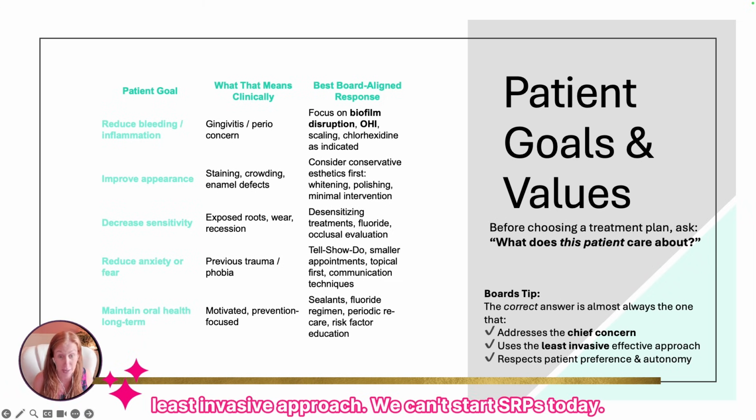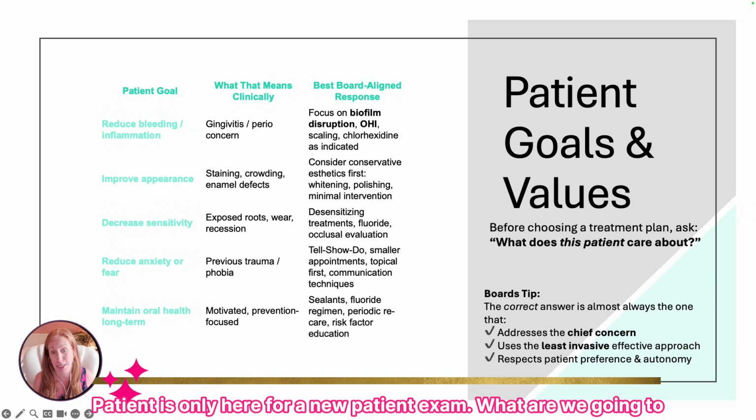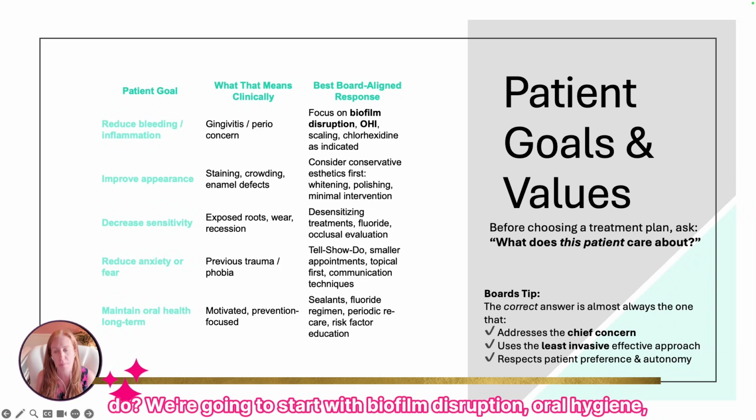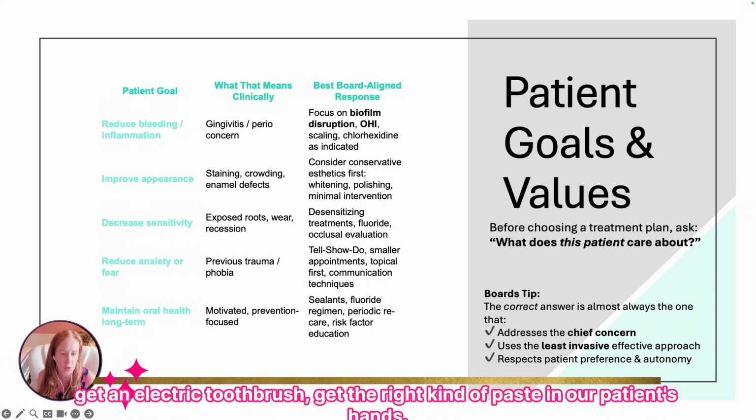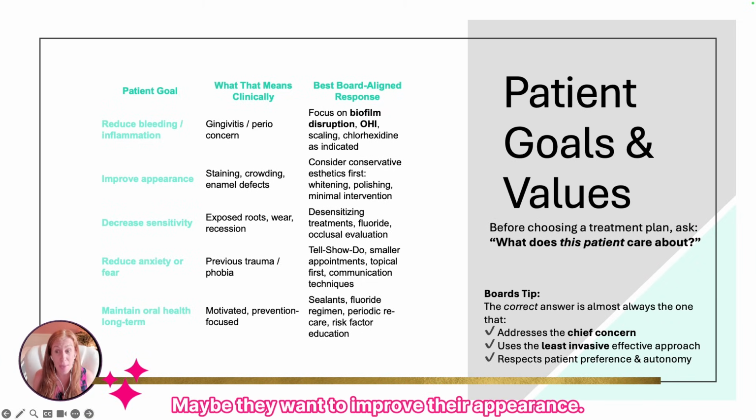We can't start SRPs today. Patient's only here for a new patient exam. What are we going to do? We're going to start with biofilm disruption, oral hygiene, get an electric toothbrush, get the right kind of paste in our patient's hands. Maybe they want to improve their appearance.